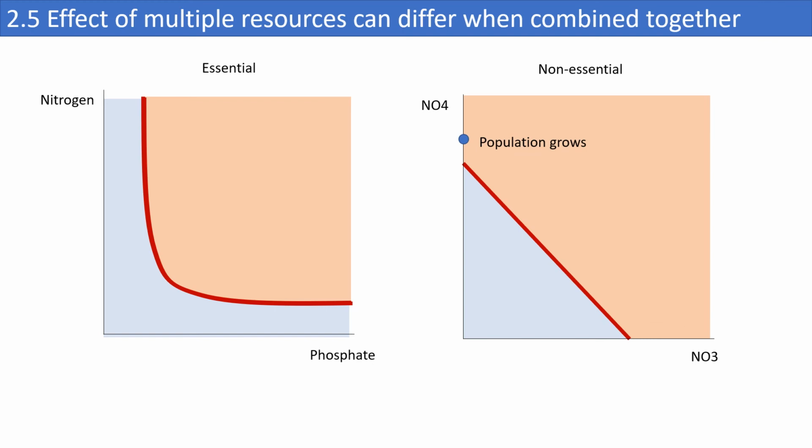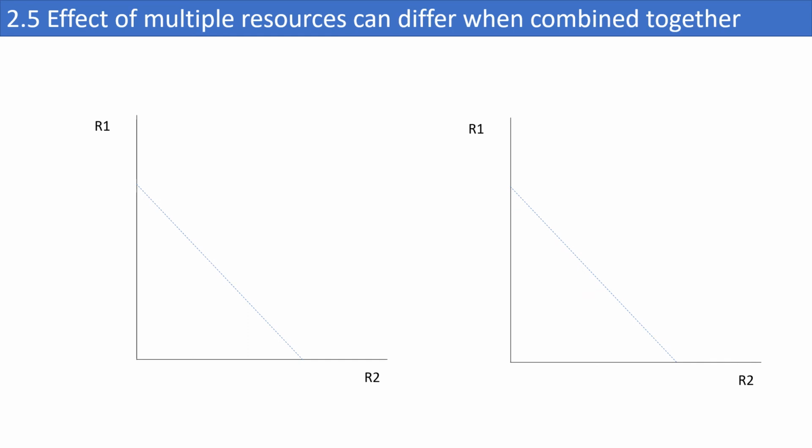Only if both the concentrations of nitrate and nitrite are below the isocline will the population growth be reduced. In reality, very few resources are perfectly substitutable, and instead they have either a synergistic, positive effect when they're combined, or an antagonistic, negative effect when they're combined.